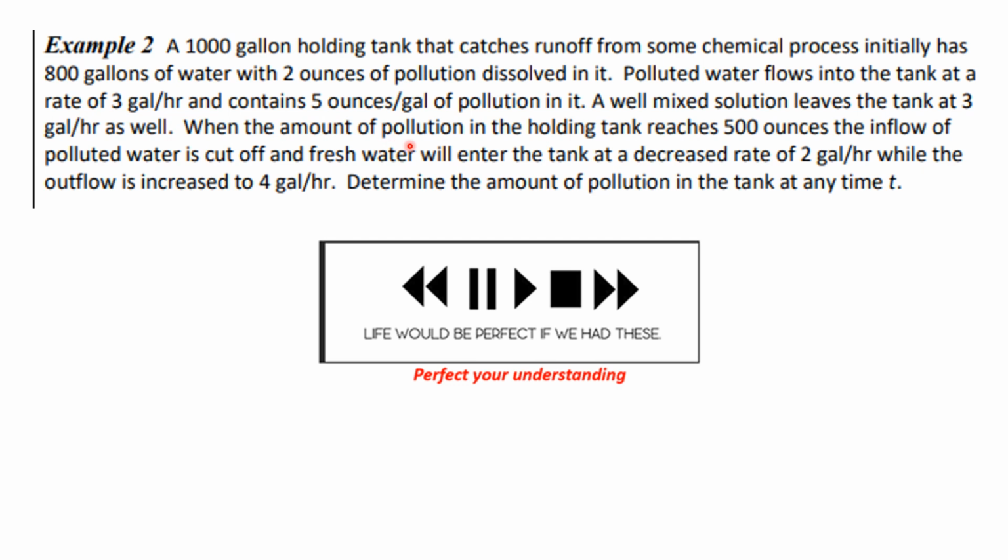When the amount of pollution in the holding tank reaches 500 ounces, the inflow of polluted water is cut off and fresh water will enter the tank at a decreased rate of 2 gallons per hour, while the outflow is increased to 4 gallons per hour. They're basically flushing the tank. Determine the amount of pollution in the tank at any time t. You know what to do. And in 13.2, we'll see how you did.